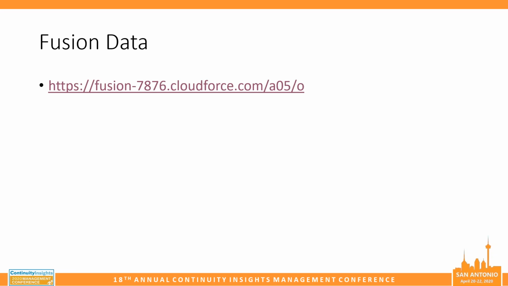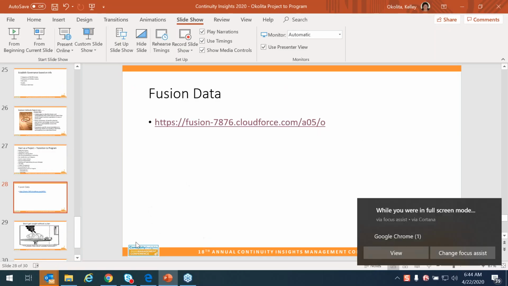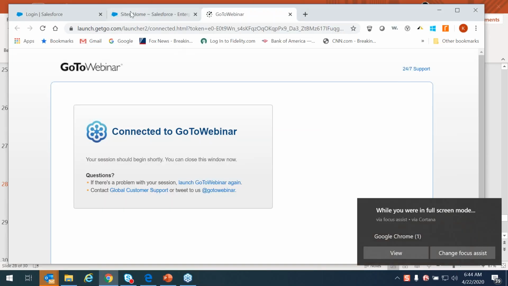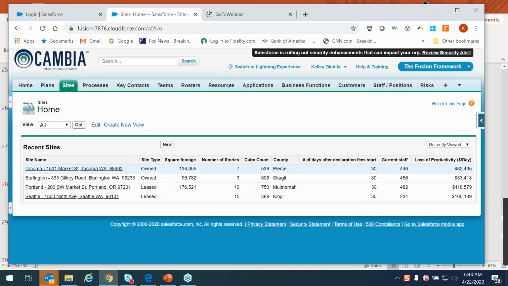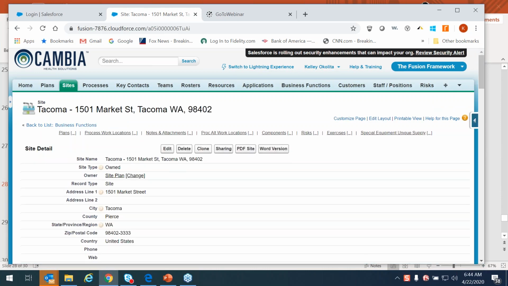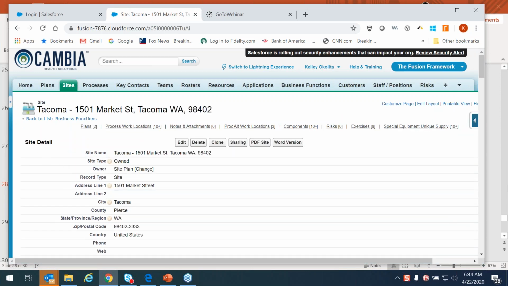I'm going to show you this rather than linking that way. I actually brought up Fusion. So this is the Fusion tool. It's built on Salesforce.com. Again, there are a lot of great business continuity tools out there. This is the one we've selected. I'm going to start at the site level, because remember I told you we do all of our planning by site.